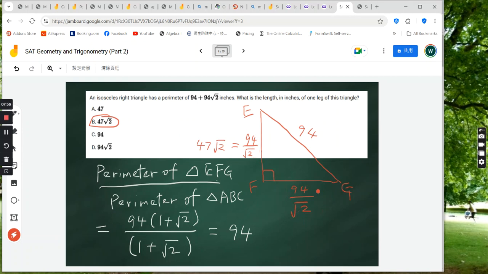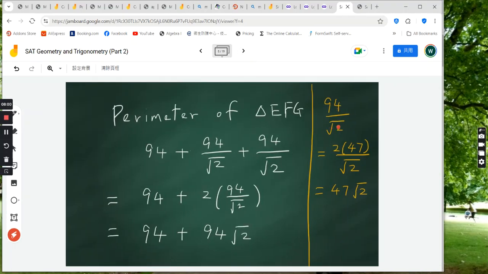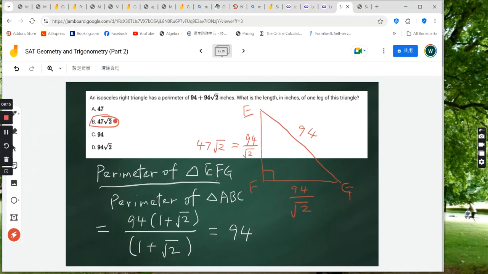So what is 94 divided by square root 2? All right, 94 divided by square root 2 is equal to 2 times 47 divided by square root 2. All right, and 2 divided by square root 2 is equal to square root 2. So this expression is 47 times square root 2, which is B right here.